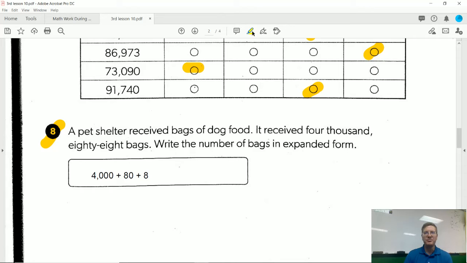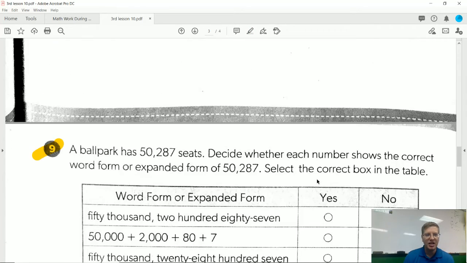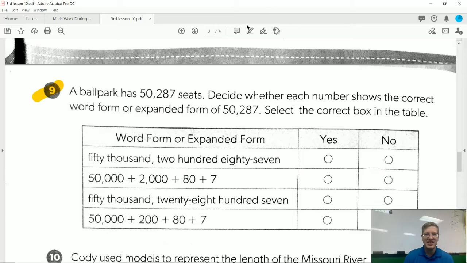Number 9, we have 50,287 seats. Describe whether or not the correct word form or expanded form of this number shows up. So we start with 50,287. That would be correct. Then we have 50,000 plus 2,000 plus 80 plus 7. That would give us 52,087. So the third one, we have 50,000 2,800.